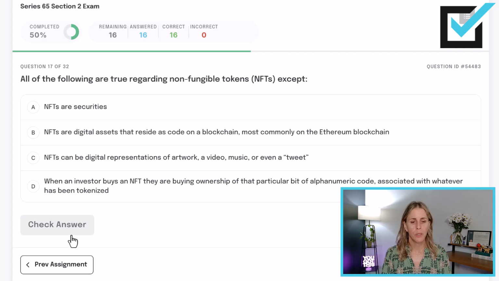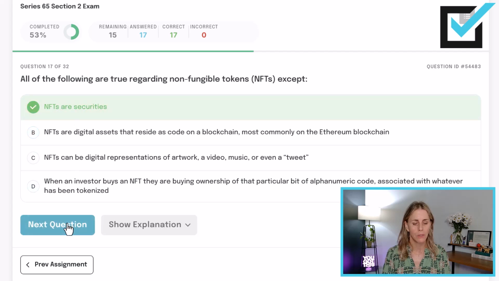All of the following are true regarding non-fungible tokens, NFTs, except what is false. NFTs are securities. NFTs are digital assets that reside as code on a blockchain, most commonly on the Ethereum blockchain. NFTs can be digital representations of artwork, a video, music, or even a tweet. When an investor buys an NFT, they are buying ownership of that particular bit of alphanumeric code associated with whatever has been tokenized. So the false statement here is NFTs are securities.